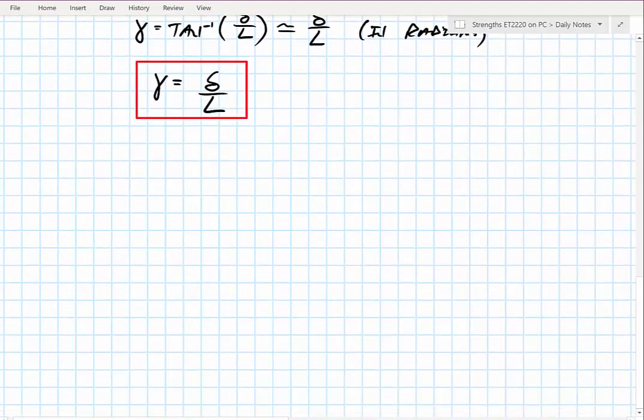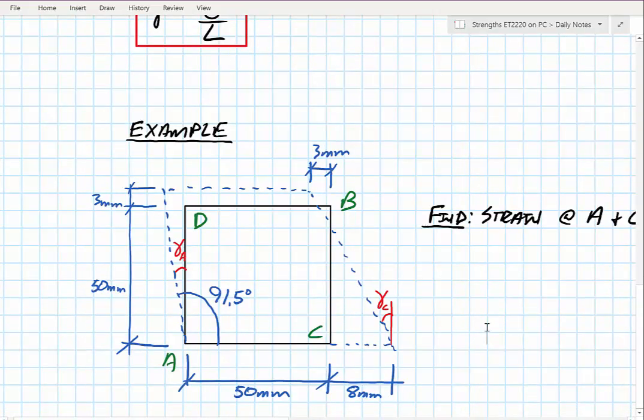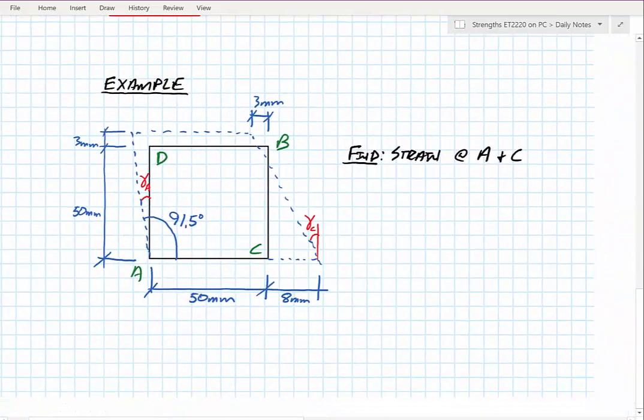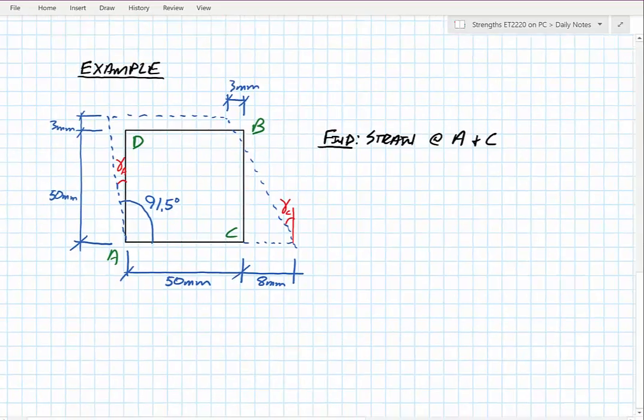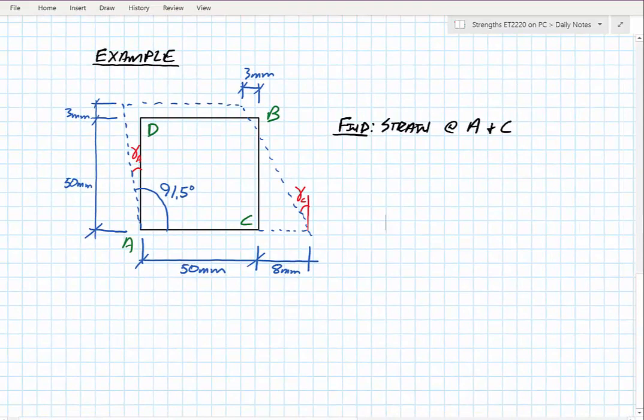So let's take a look at an example of that. All right, so here I have an example of a square. Looks like it's pretty square. Yep, 50 by 50. And then some kind of loading is applied to it, and I have these new dimensions designated by these little dotted lines with the blue, and we want to find the strain at A and at C. Now, if I were to look at A, I'm already given the angle.